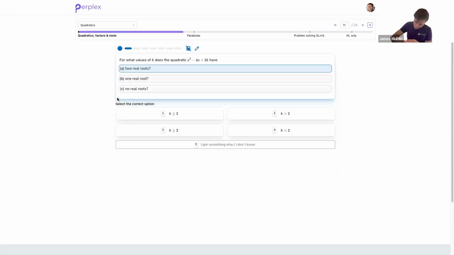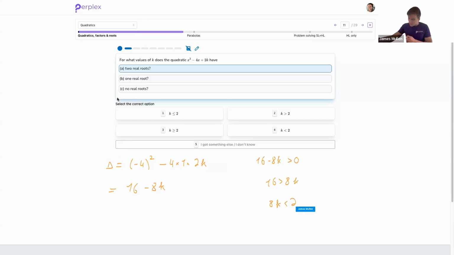I'm going to compute the discriminant of this quadratic, and it's going to be delta equals b squared minus 4ac, so negative 4 squared minus 4 times 1 times 2k, which is equal to 16 minus 8k. Okay, so this is going to have two real roots when delta is positive. So 16 minus 8k is greater than 0, which means that 16 is greater than 8k. So 8k is less than 2. Okay, and that is option number 4.